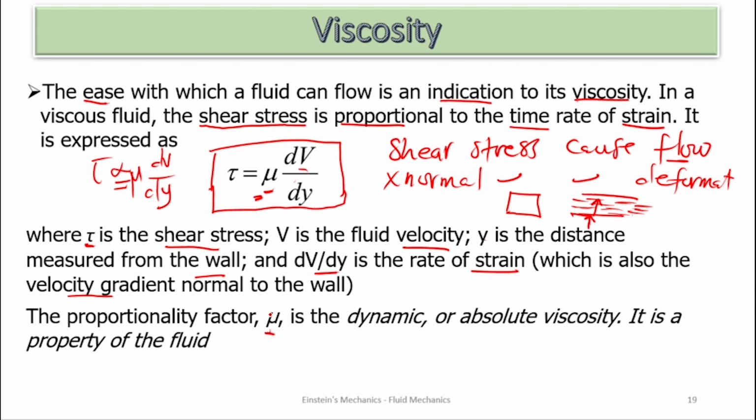The proportionality factor, which is the mu, the viscosity, is called the dynamic or absolute viscosity. It is a property of the fluid, and it is different for each fluid. Are we good? And here we are saying this mu can be called dynamic or absolute viscosity. We have other types of viscosity, and we are going to tackle them in the next slide.